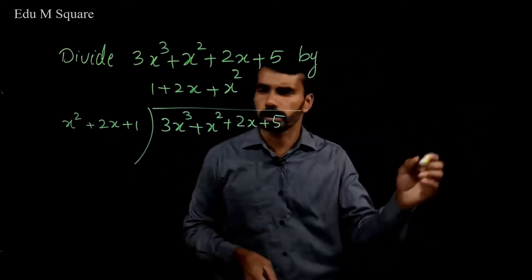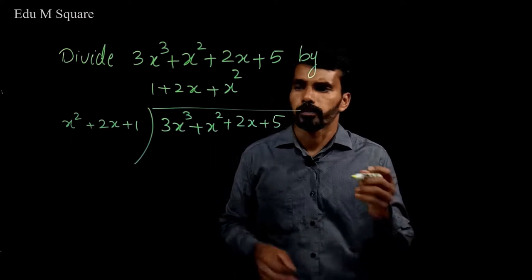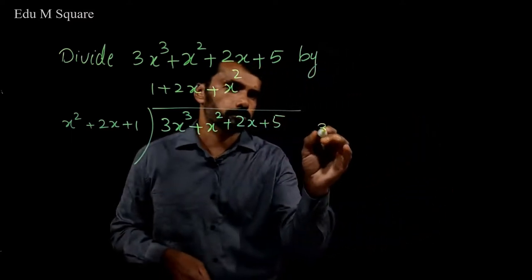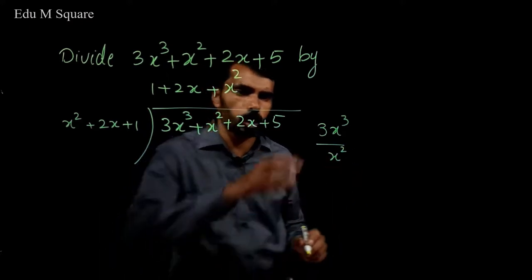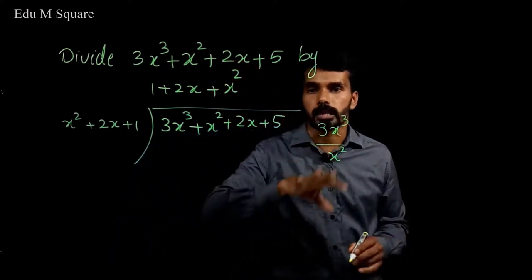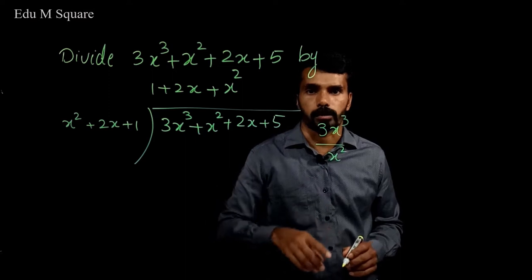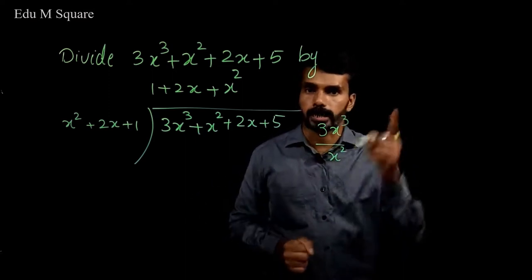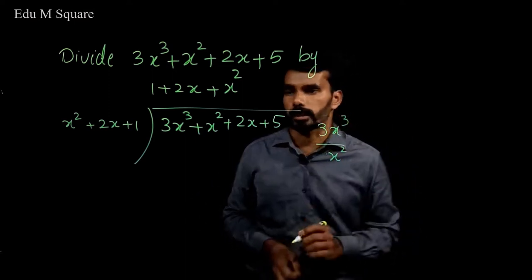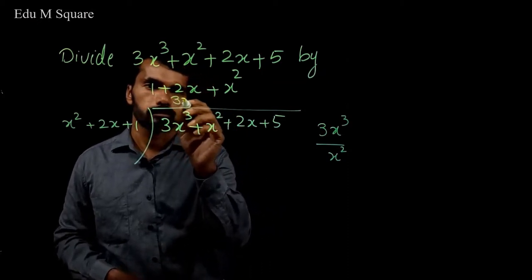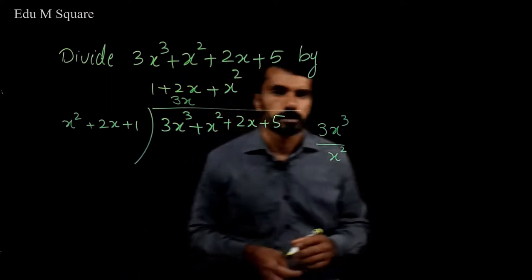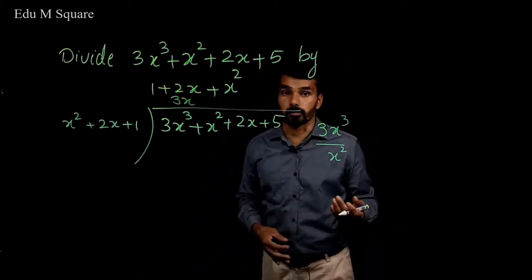So let us do it as a rough work here. So 3x cube divided by x square. We know 3x cube is 3 into x square divided by x square. So that x square cancelled, remaining 3x. So here it is 3x. Then we continue the division process.